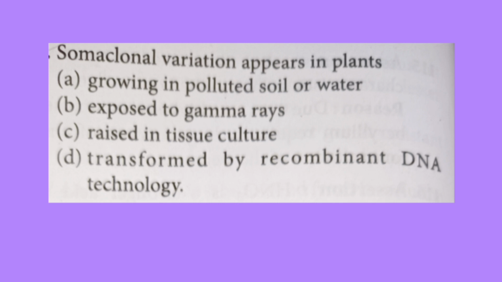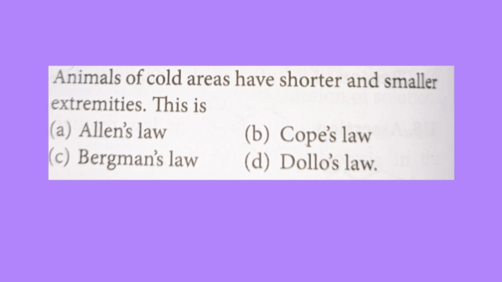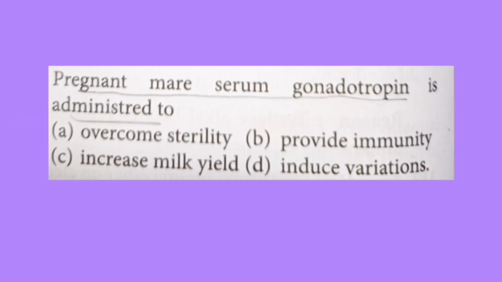And the next question is somaclonal variation appears in plants. So the correct answer is option C, that is raised in tissue culture. And the next question is in DNA fingerprinting the sequence which are matched are? So the correct answer is option A, that is mini satellite DNA. And the next question is animals of cold areas have shorter and smaller extremities. This is, so the correct answer is option A, that is Allen's law. And the last question is pregnant mare serum gonadotropin is administered to? So the correct answer is option A, that is overcome sterility.